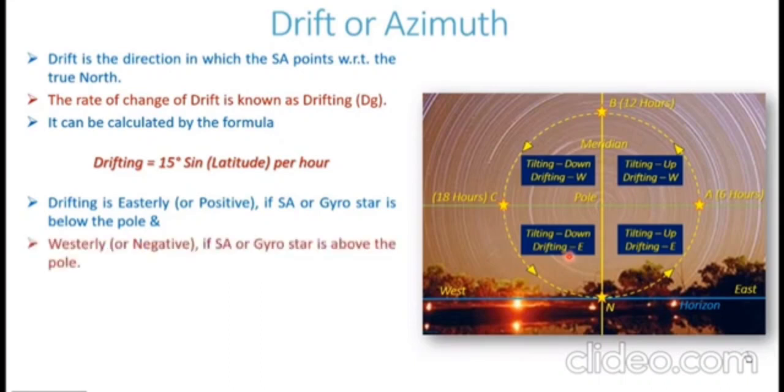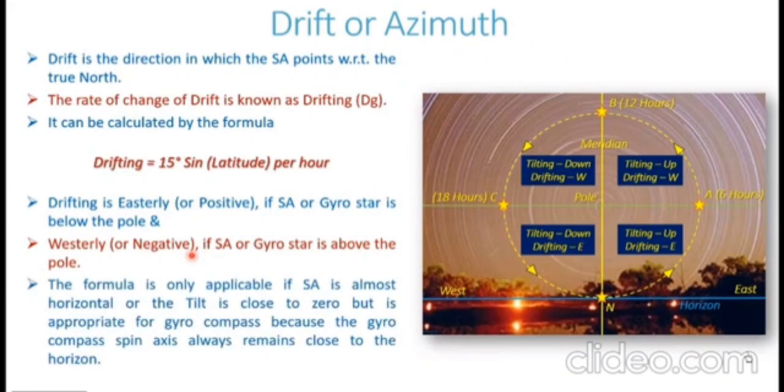And the drifting is westerly or negative if the spin axis or gyrostar is above the pole. As you can see from point Alpha to point Bravo up to point Charlie, in this semicircle A to B to C, the gyrostar or the spin axis is above the pole, above the green color line. And in this case, the drifting or the motion of the star is in the westerly direction. So this westerly drifting, as per sign convention, is referred to as negative drifting.